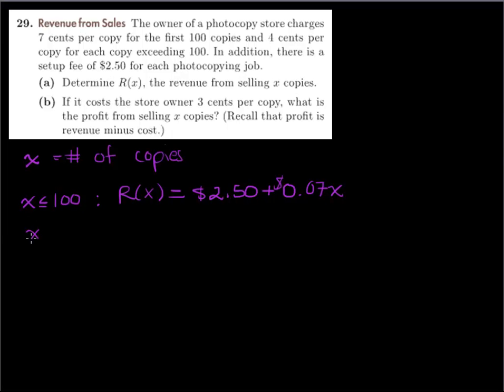My other question, what if I am greater than 100 copies? I have a different revenue function then, right? Because we give a break to those people that get more than 100 copies. Still charge the $2.50 setup fee, but now we are only going to charge 4 cents per copy. So instead of 0.07x, I'm going to have 0.04x.